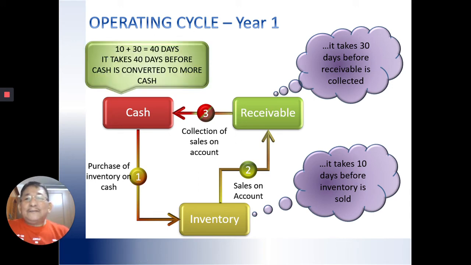Next one. So, 10 plus 30 equals 40. So, it takes 40 days before cash is converted to more cash. So, parang ganun ang lumabas. Di ba? Bakit ganun 40 days? Kasi 10 araw na matetenga sa inventory, saka mo lang siya may bebenta. Pag naibenta mo na, makokolekta mo naman siya within 30 days. Kaya ang total ng conversion period ng cash to more cash ay naging 40 days.